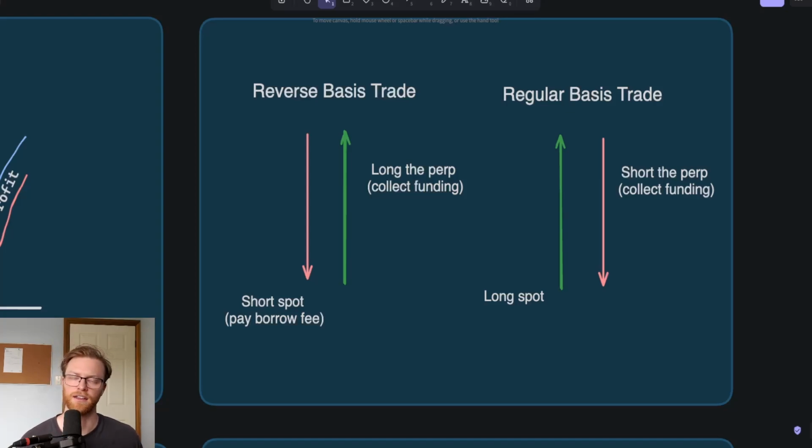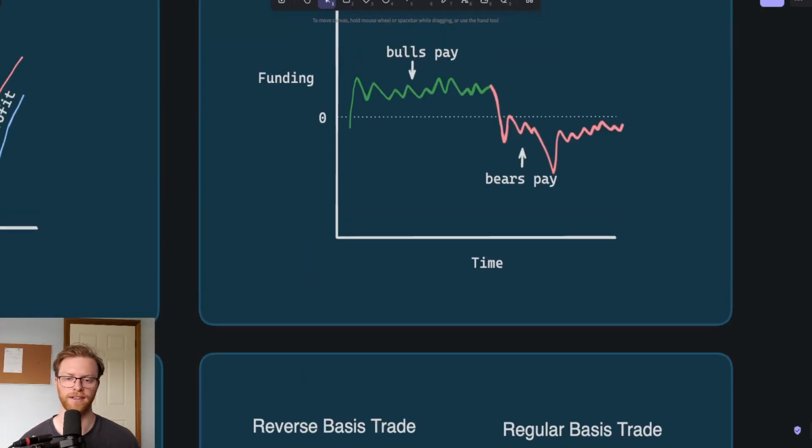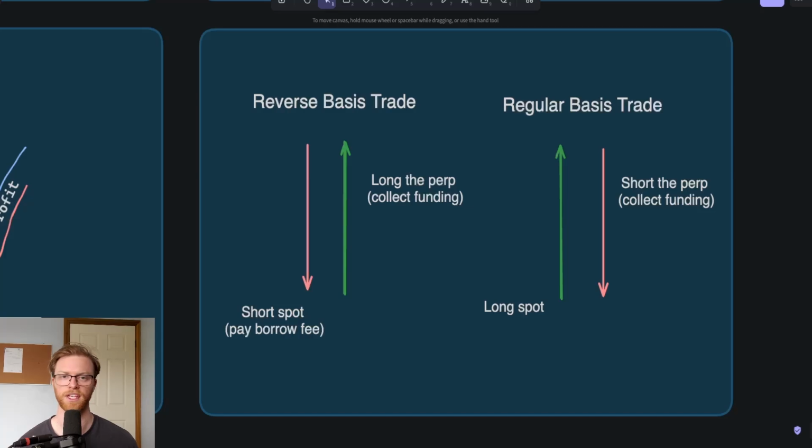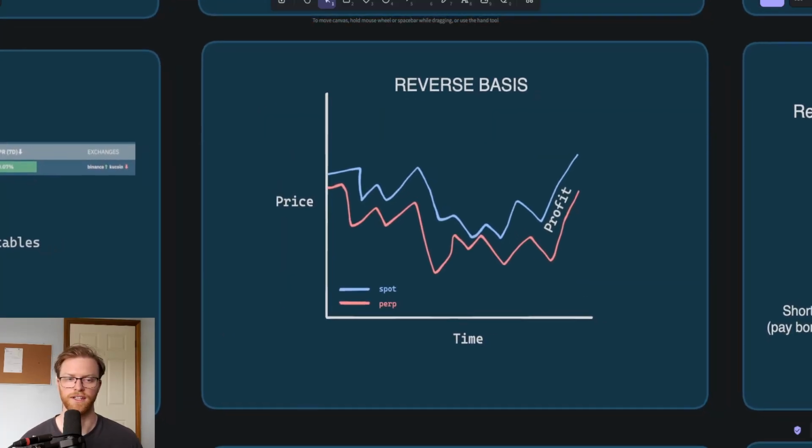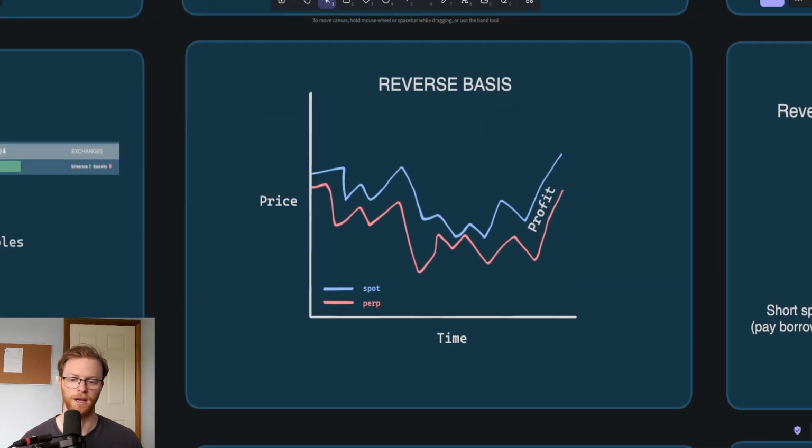A reverse basis trade is exactly the opposite of that. So we're shorting the spot product, borrowing it on margin, which will pay a borrow fee depending on how in demand that borrow is, could be higher or lower. And then we're longing the perp because the perp is trading below the spot. We've got a negative funding rate like up here where the bears are paying us the money to be long. These positions allow us to not have exposure to the direction of the market, but instead just collect the premium that these traders who are being more aggressive are willing to pay because they think the market is going to go in a certain direction.